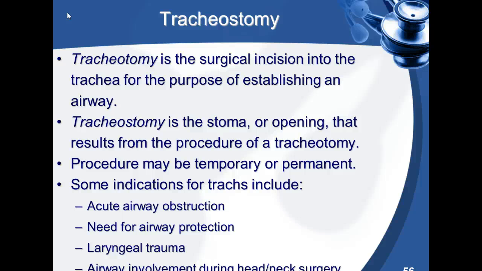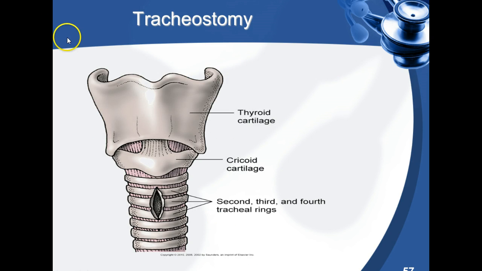Some indications for trachs include acute airway obstruction, need for airway protection, laryngeal trauma, and airway involvement during head and neck surgery. A lot of times when they do these, they need to do it right away. So this part here, that you see me pointing at, is the tracheostomy, which is the actual stoma. And when they say they're going to do a tracheotomy, that means we're getting ready to make that incision. We're getting ready to cut.